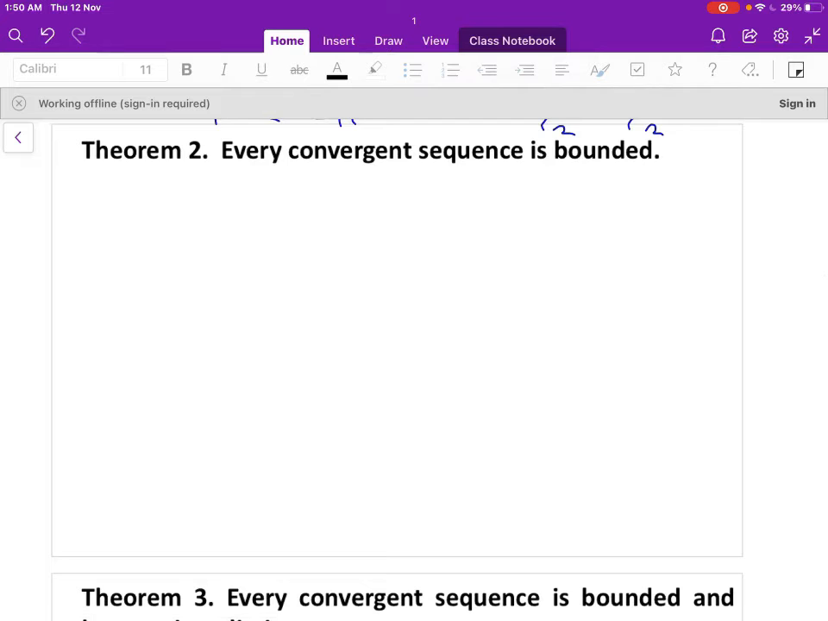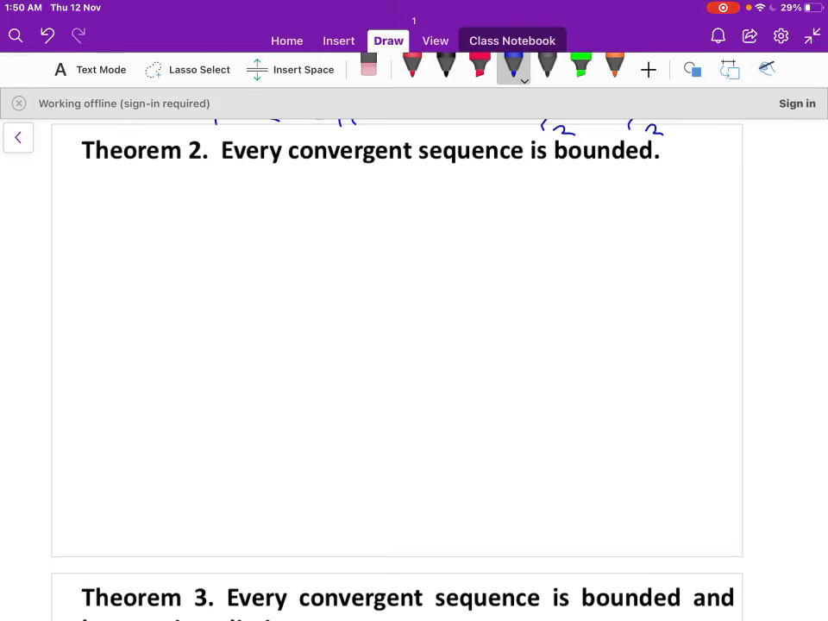Now let us move to another property of the convergent sequence. Every convergent sequence is bounded. Let us move to the proof of the theorem.